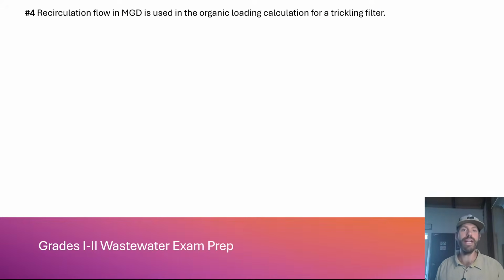Recirculation flow in MGD is used in the organic loading calculation for a trickling filter. True or false? This is false. Recirculation is used in the hydraulic loading calculation. You do not use recirculation flow in the organic loading. The BOD has already been counted. Hydraulic loading and organic loading are two different things. We're going to do this math problem later in this live stream.